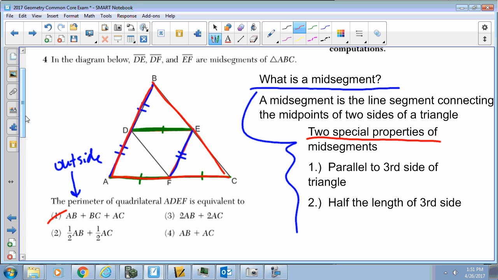Is it going to be 1/2 of AB? So 1/2 of AB would just be one of these, plus 1/2 of AC, which is one of these. Well, we're getting there, but that's only 2 of the sides, right? We need all 4. So this isn't going to do it. What about 2AB? Well, 2AB would be taking this entire side and multiplying it by 2, and then plus this entire side multiplying by 2. No, that's not going to be what we want, all right?